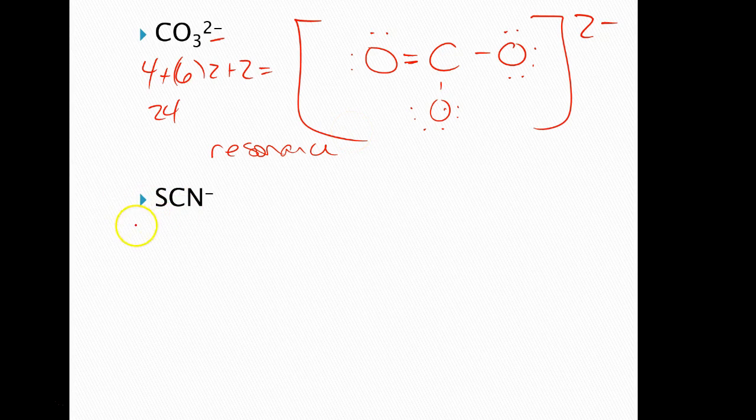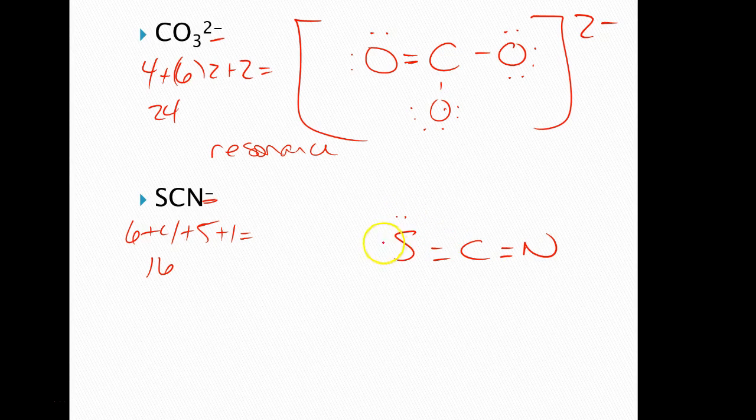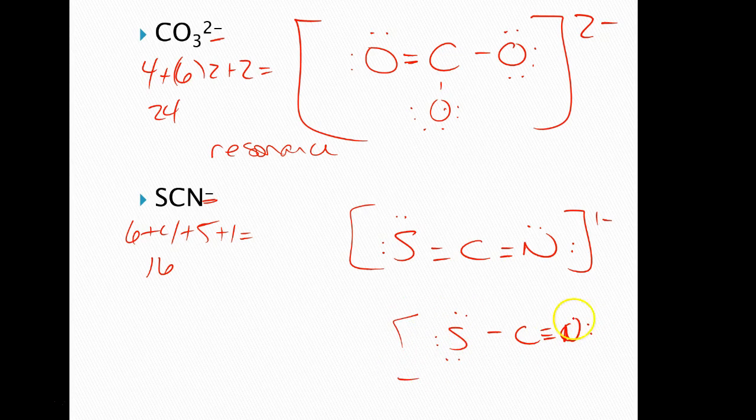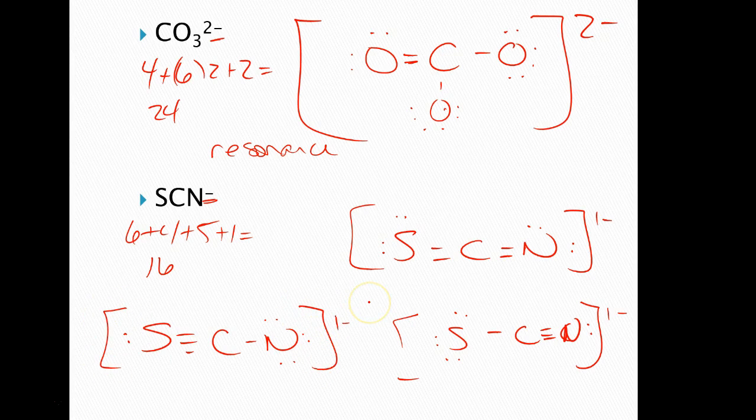Okay, if you do the SCN minus, you got 6 plus 4 plus 5 plus 1, because a negative means plus 1, 16. And again, SCN. Choices for this one look like this. That's one of them. The other choice, that's an N, looks like this. And the last choice looks like that. Essentially, you either have 2 double bonds or a triple bond somewhere. And so when you have a situation like that, that is referred to as having resonance, when there's more than one correct way of drawing it.